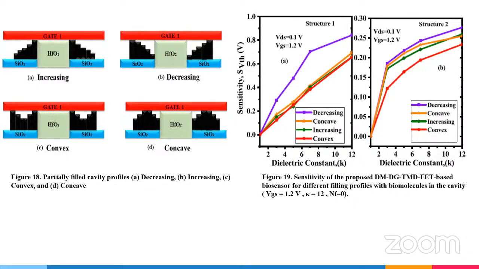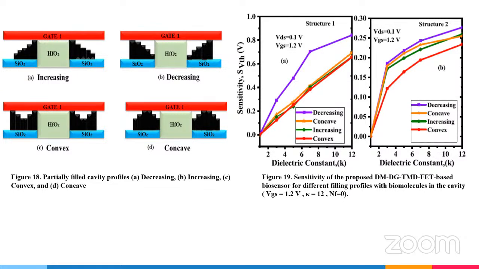Here we have taken other different types of partially filled cavities, like when the cavities are filling in a decreasing way, increasing way, or convex or concave. So we have also taken these four types of partially filled cavities in our modeling papers.